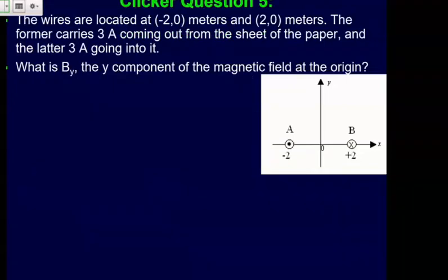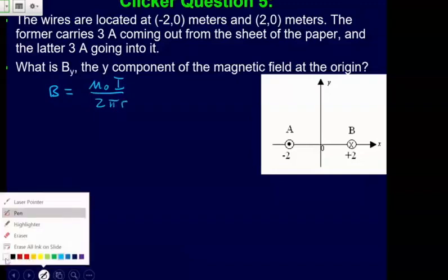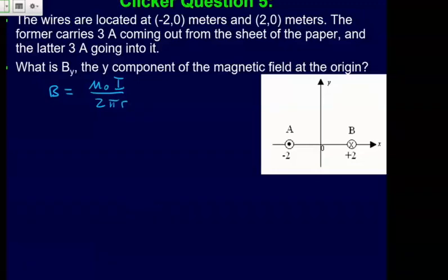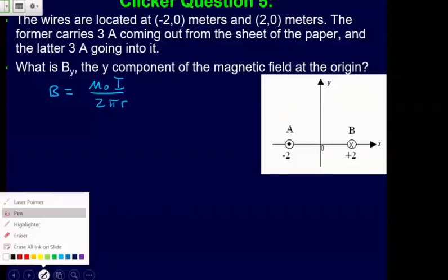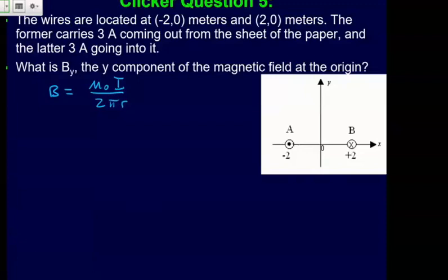So let's actually look at this problem. Our magnetic field is the equation we just talked about, mu naught I over 2 pi r, where r is the distance from the wire to the point where we want the magnetic field. In our case, in both cases, r would be this distance here, which is 2 meters, as given in the problem. And so my total magnetic field would be this equation.